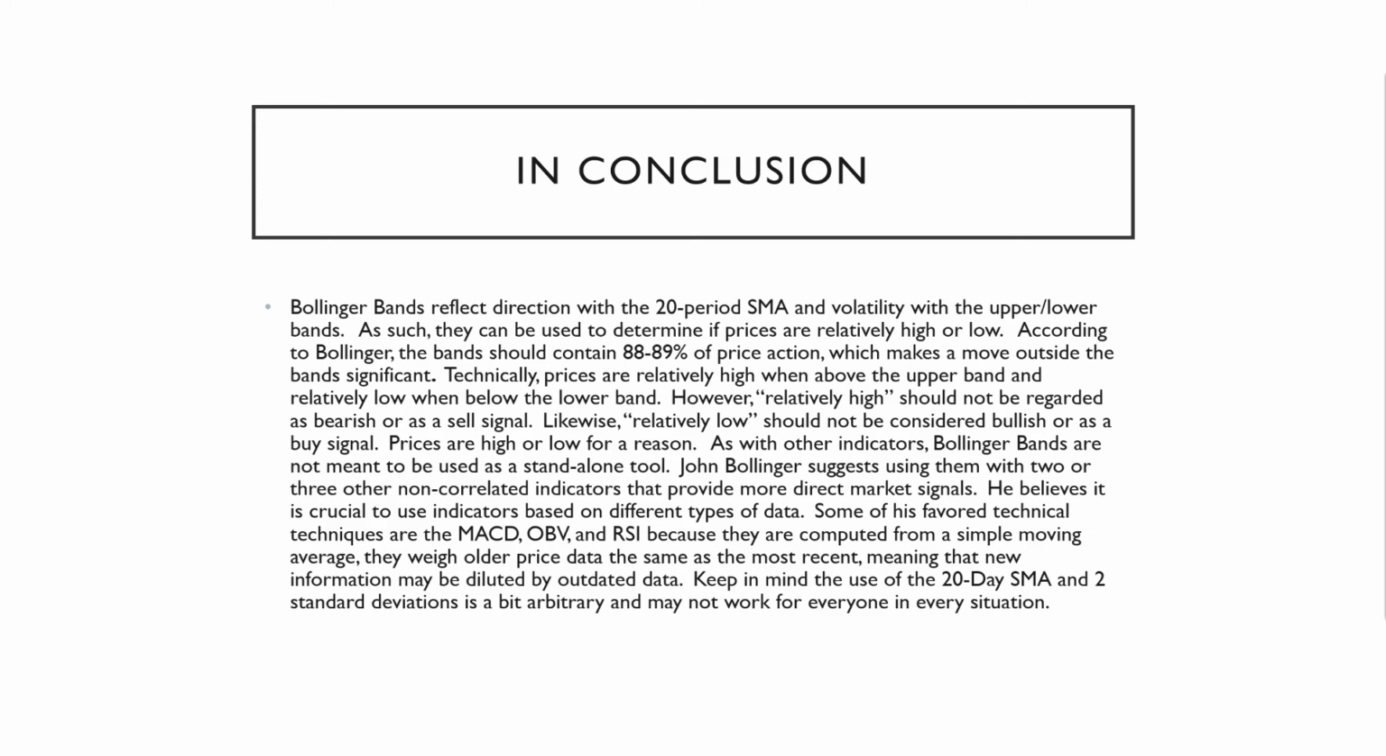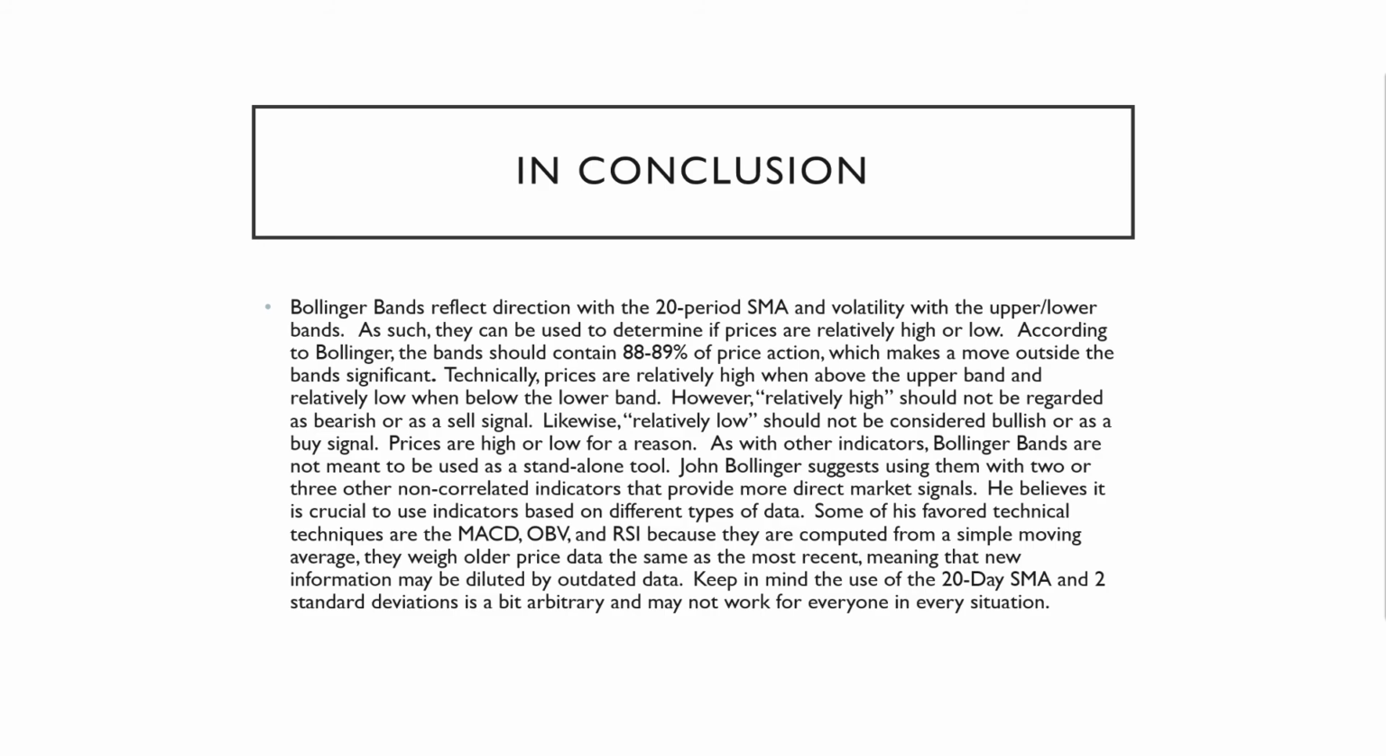As with other indicators, Bollinger Bands are not meant to be used as a standalone tool. John Bollinger suggests using them with 2 or 3 other non-correlated indicators that provide more direct market signals. He believes it's crucial to use indicators based on different types of data. Some of his favorite technical techniques are the MACD, which helps you identify the trend of a stock, the on balance volume, which helps you identify the buying and selling in a stock, and the RSI, which helps you identify the short-term momentum.